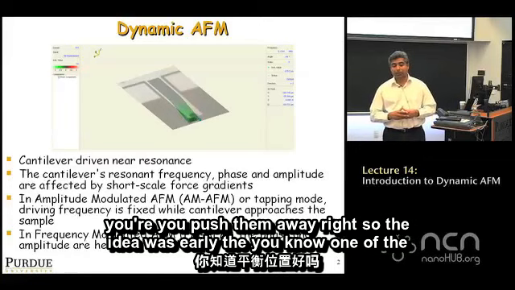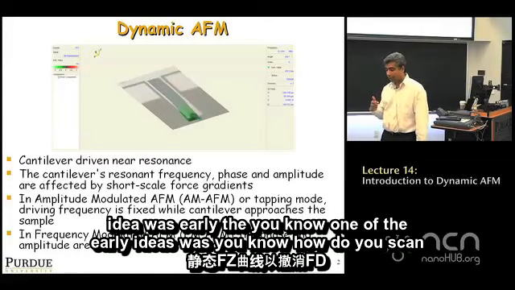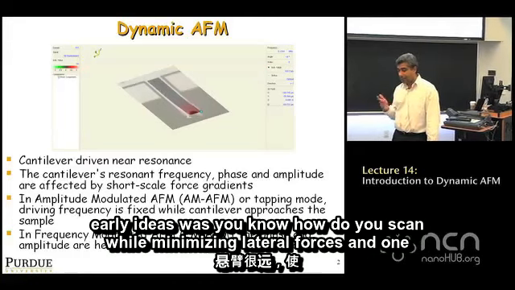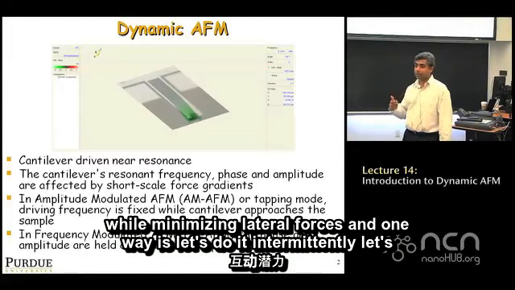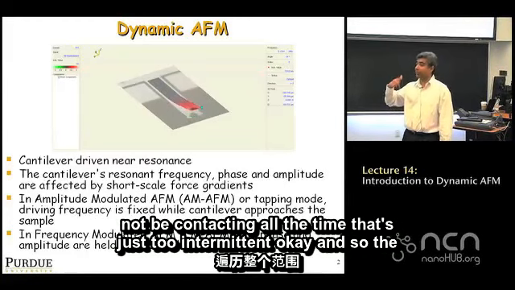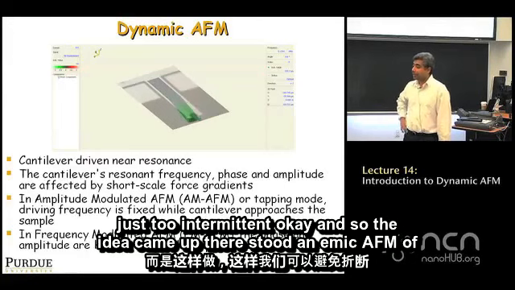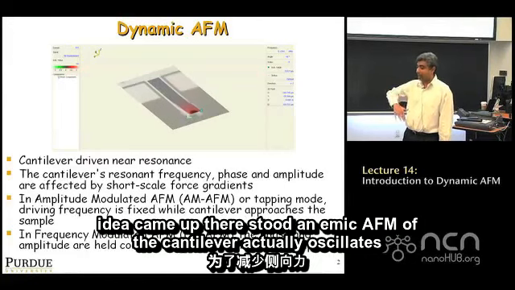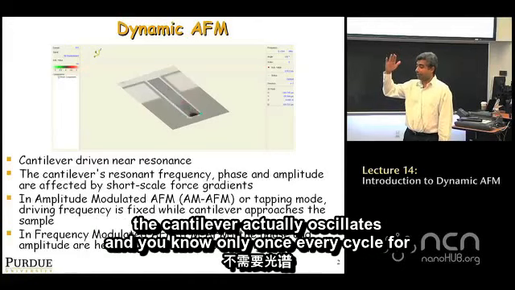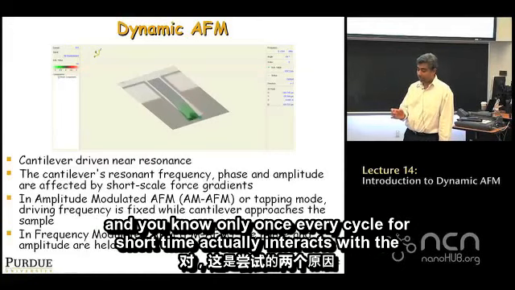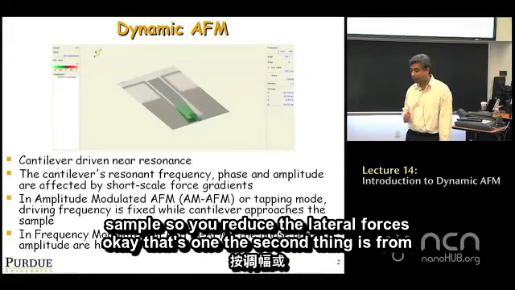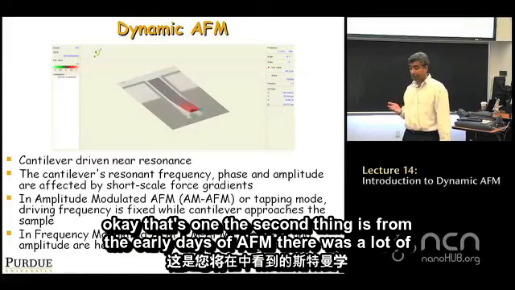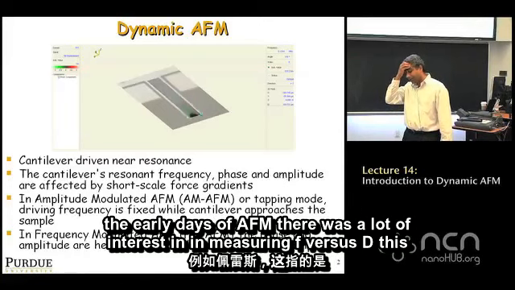So one of the early ideas was, how do you scan while minimizing lateral forces? And one way is, let's do it intermittently. Let's not be contacting all the time. Let's just do intermittent. Okay? And so the idea came up, let's do dynamic AFM where the cantilever actually oscillates and only once every cycle, for a short time, actually interacts with the sample. So you reduce the lateral forces. Okay? That's one.